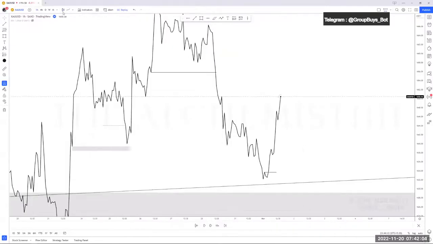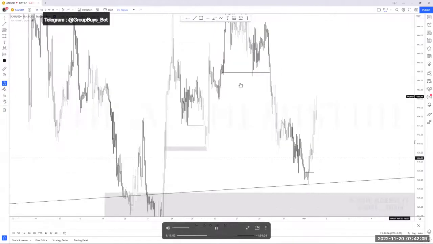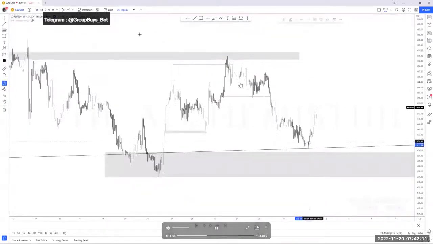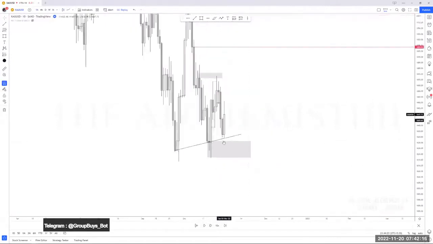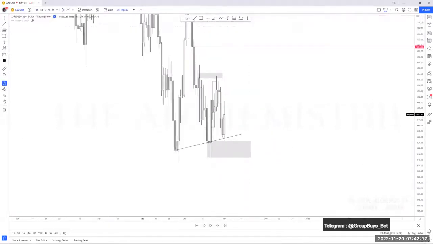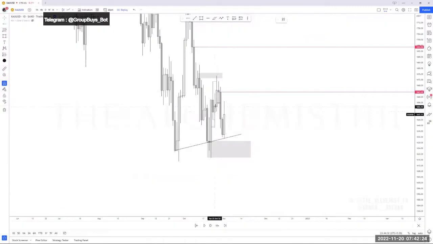A breakout after tapping into the zone. Can you see that? Tapped, breakout. So which means once again a daily to daily is in play. Where's your next daily zone? If you take a buy here, where are your next daily zones? We have zones up here, and even in here we had a zone. What is that?